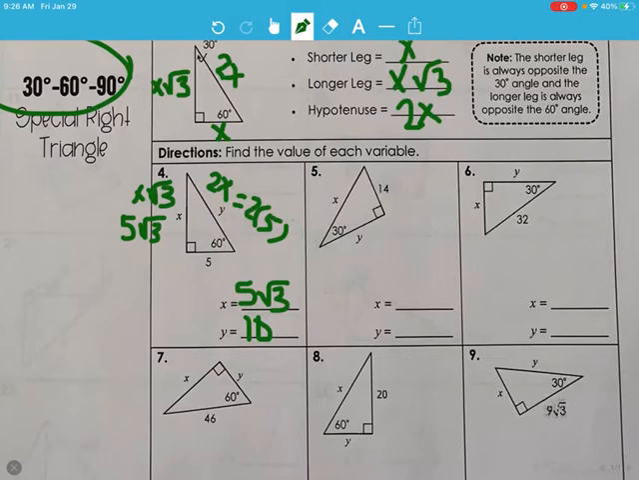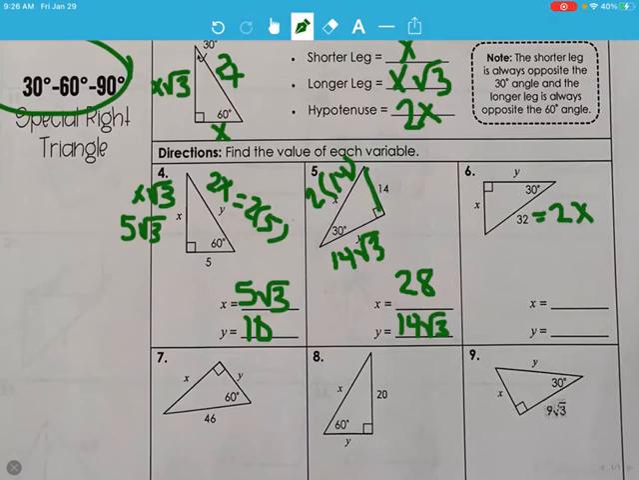Again, in number 5, my smallest side has been given to me. It's 14. So that means the hypotenuse is 2 times 14, and the other leg is 14 root 3. So Y is 14 root 3, and 2 times 14 is 28. In number 6, they give us the hypotenuse, and remember, hypotenuse is equal to 2X. So if I divide it by 2, X equals 16, and we go to the smaller side, so here's my smaller side, so that is 16, which means my other leg is 16 root 3.